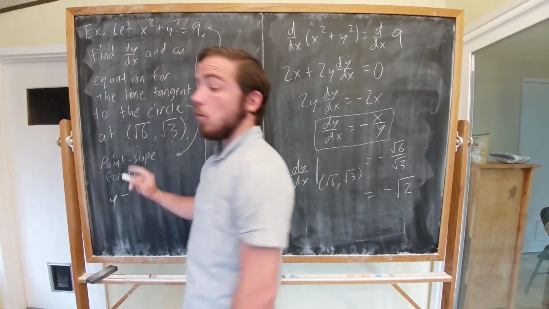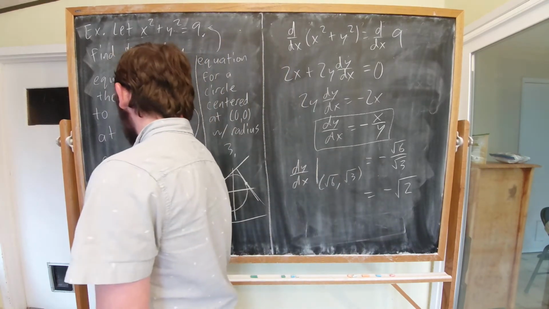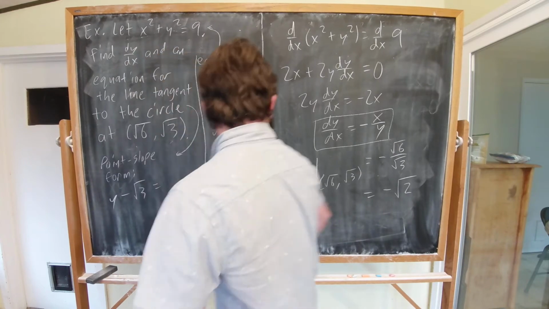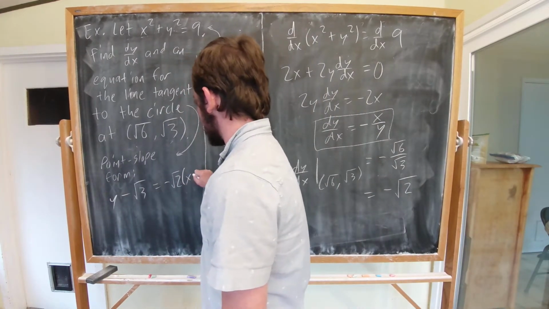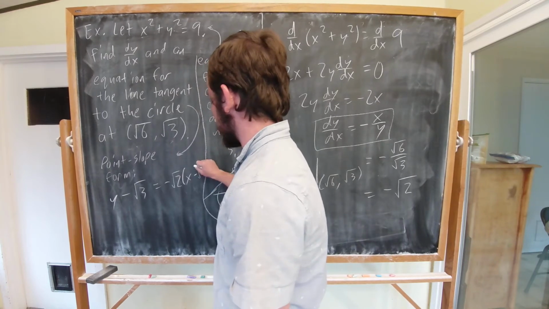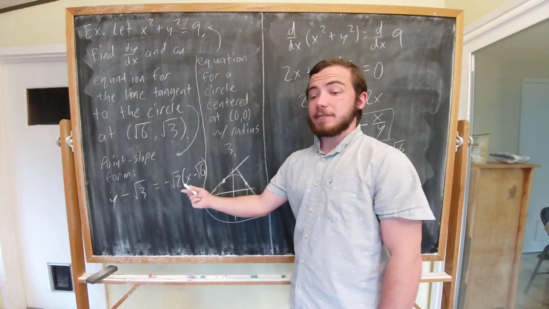y minus y1, the y coordinate that you know is on there. So y minus square root of 3 is equal to our slope times x minus the x coordinate you know is on there. Alright, that's a valid equation for it.